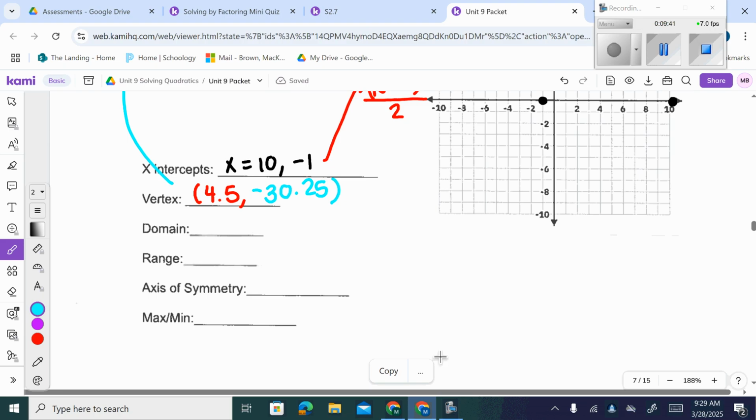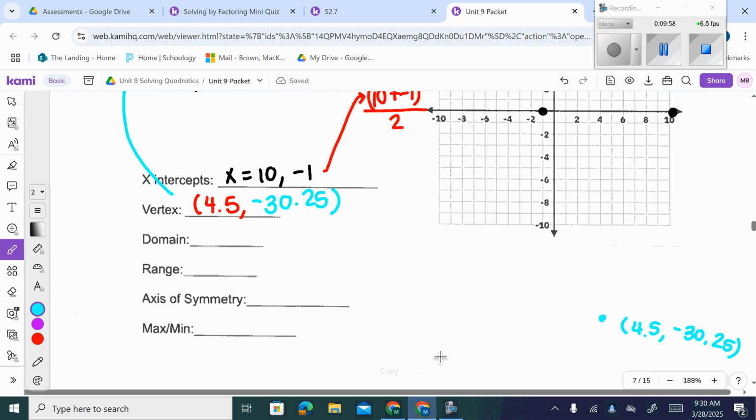All right, so just come put it in. 4.5 is going to be between 4 and 5, correct? Okay, but your negative 30, just put it somewhere down here and label it as 4.5, negative 30.25. All right, when I connect, what shape are we making? Give me the better word for a U. Parabola. Mine looks real jank. All right, are we okay? Yes?